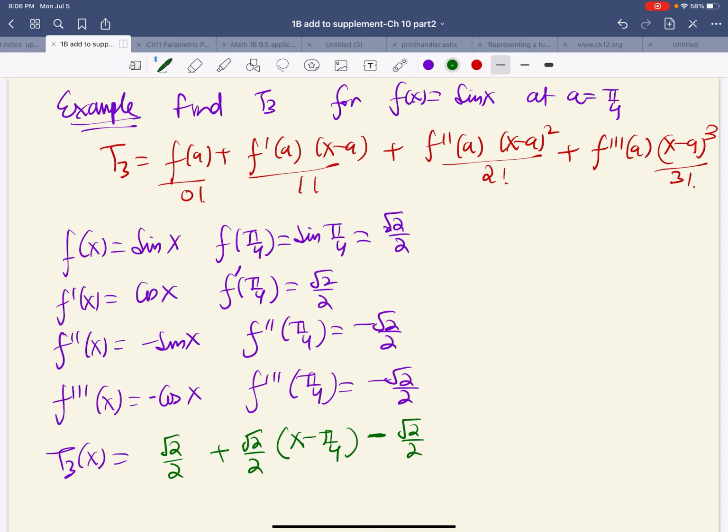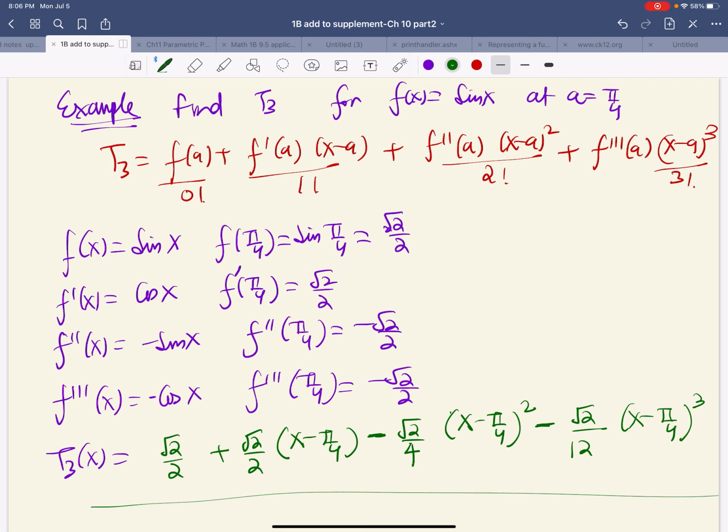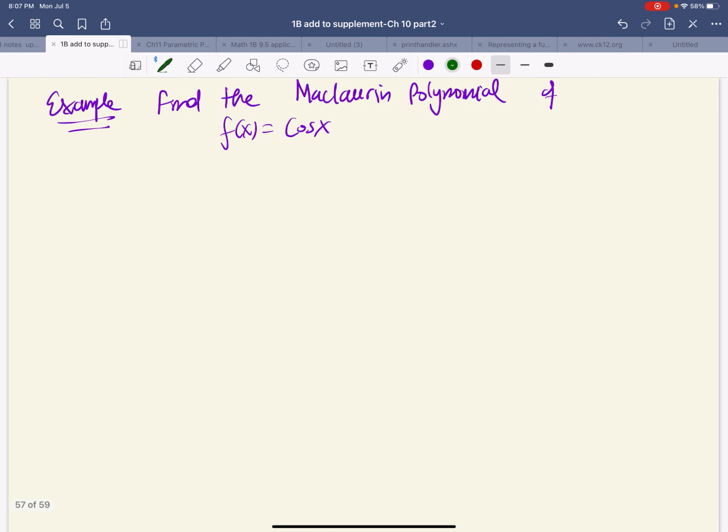F double prime of a is negative root 2 over 2. And then we also have 2 factorial, x minus pi over 4 squared. We have 2 factorial at the bottom, which is going to make it a 4 because of the 2 factorial in the denominator. And the next term will be negative again, root 2 over 3 factorial. 3 factorial is 6, 6 times 2 will be 12, x minus pi over 4 to the third power. So that's a third order Taylor polynomial for the function f of x equals sine of x at point x equals pi over 4.